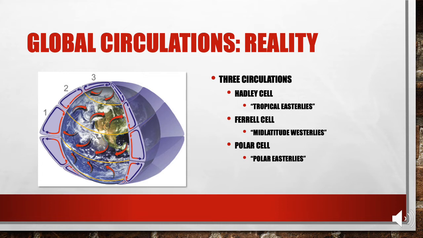When you combine the concepts from our make-believe scenario with the reality that we just described, you end up with 3 circulations instead of just one. The Hadley cell in the tropics, the Ferrel cell in the mid-latitudes, and the polar cell close to, you guessed it, the poles. The resulting airflow in these 3 circulations all give us east to west moving air in both the tropics and close to the poles, and west to east in the mid-latitudes, where we live.